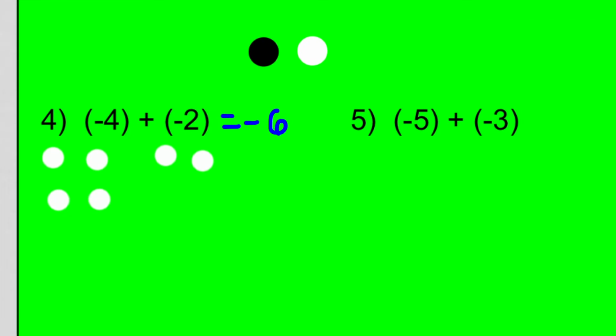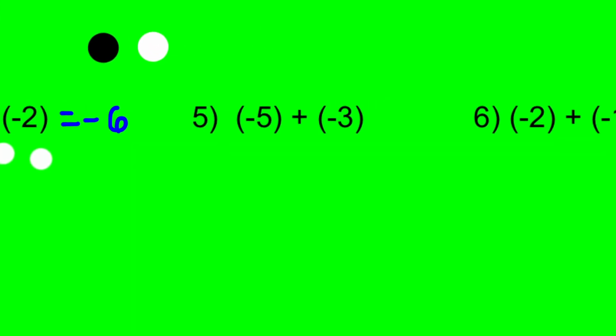And then if I go and model this one out, -5 combined with -3. So I'll model that out. Here's 5 negatives. Here's 3 negatives. There's no zero pairs. Nothing cancels. So I just count up what's there. And what's there is 5 plus 3 are 8 white circles, or we would say -8.